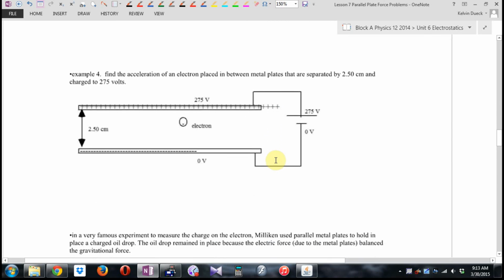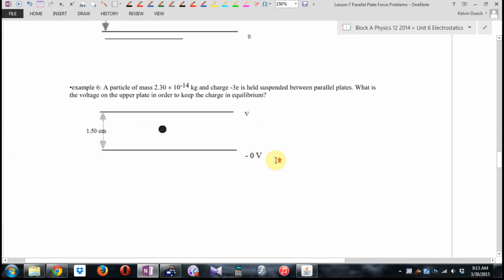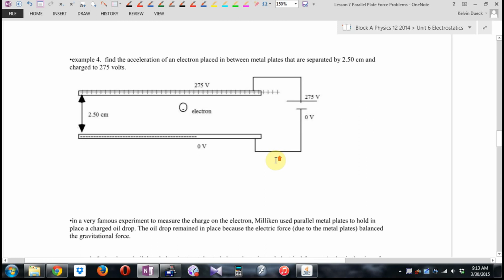Turn the page. In a very, very famous example 4: find the acceleration of an electron placed between metal plates that are separated by that and charged to 275 volts. Okay. What's this question want me to find? Haven't done that for a while. It's like physics 11.